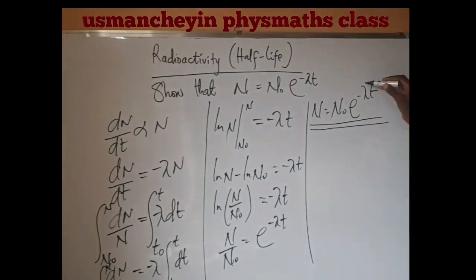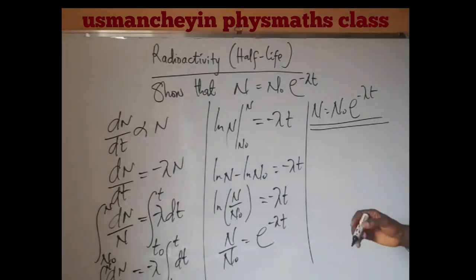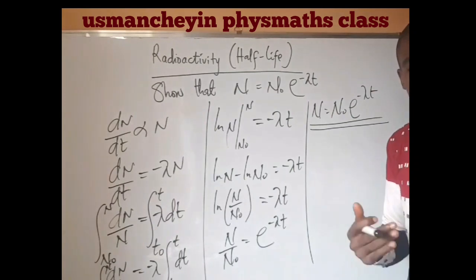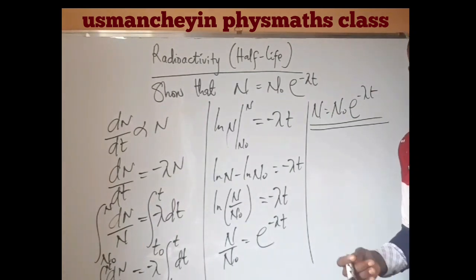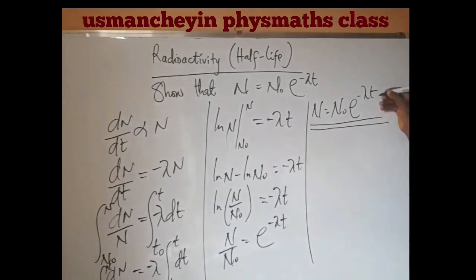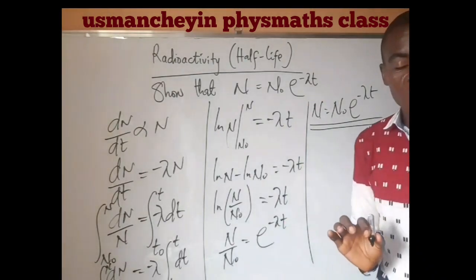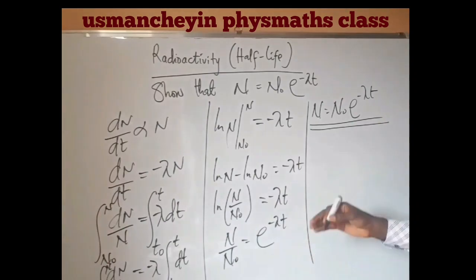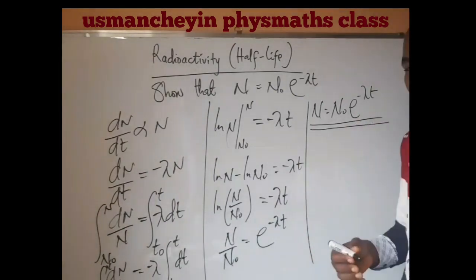But we are still having a problem with the constant. The constant has its own definition. There is a way we can define it so that we will be able to obtain the half-life. This time t is not the half-life, so there is a way in which we can obtain the half-life.